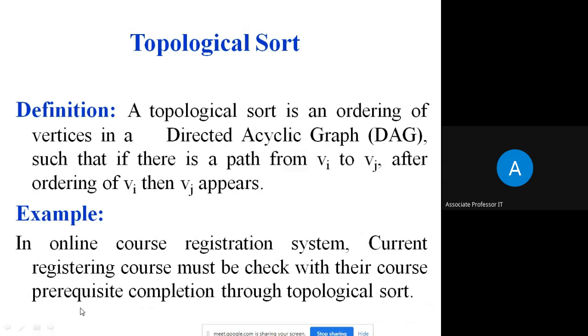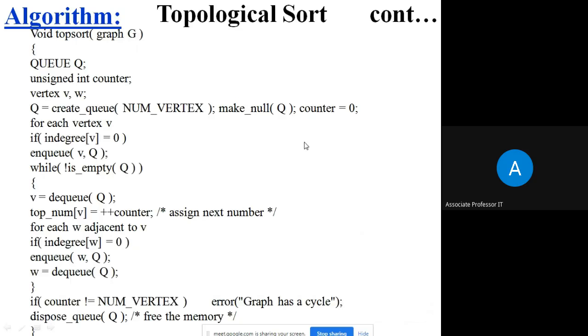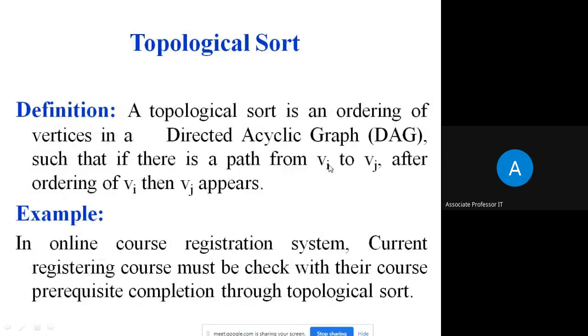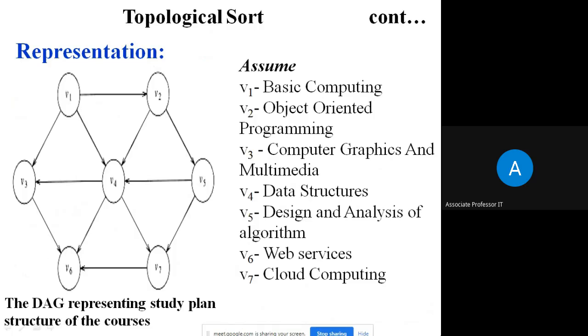The traversal starts from the source node V1 to V7. For example, in an online course registration system, the current registering course must be checked against its prerequisite completion through topological sort. Clear?